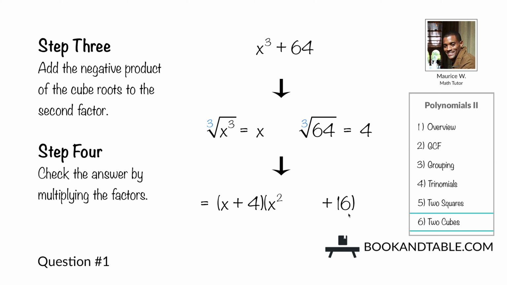Step 3, add the negative product of the cube roots to the second factor. The product of the cube roots is x times 4, which is 4x. So the negative product is negative 4x, and we place that in the second factor. So when we factor x cubed plus 64, we wind up with x plus 4 as one factor, and x squared minus 4x plus 16 as our second factor.